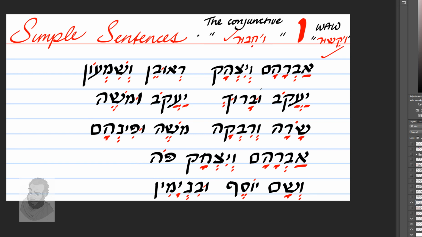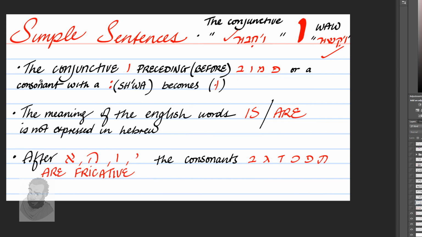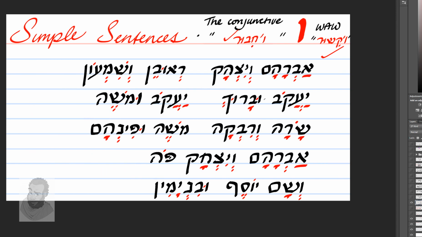Next we have Yaakov uVaruch. Now you must be wondering again, why is this u and not we? Remember our rule. The conjunctive wow preceding the beth, wow, mem, and pe, or a consonant with a shoah becomes u. So let's go back. Because this is a beth here, it becomes u. In modern Hebrew, this is no longer viable. So in modern Hebrew, this will be Yaakov we Baruch, to make it simple.